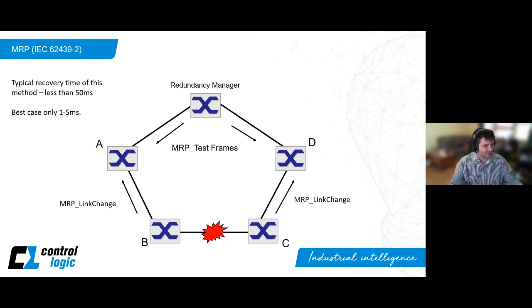I see Paul's got a question there. In a larger network, would it be good practice to make the ring manager the switch that's furthest away from switch cage to the SCADA?